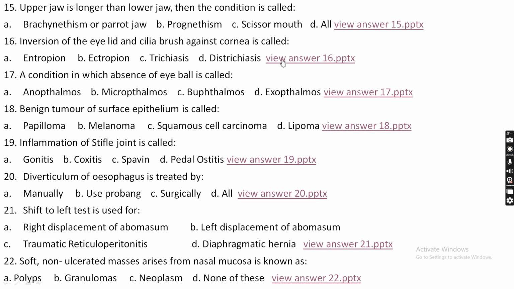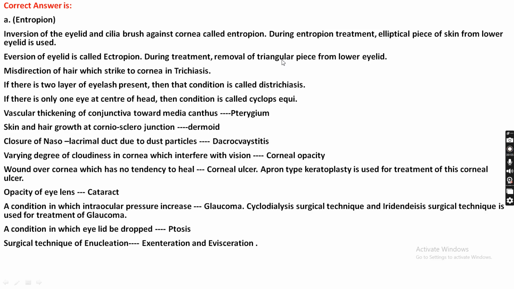The right answer is option C, that is entropion. Entropion itself implies there's an inversion of the eyelid and the cilia that brushes against the cornea. During entropion treatment we have to cut an elliptical piece of skin from the lower eyelid.